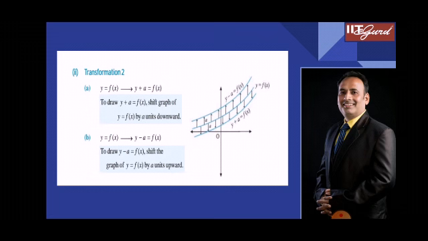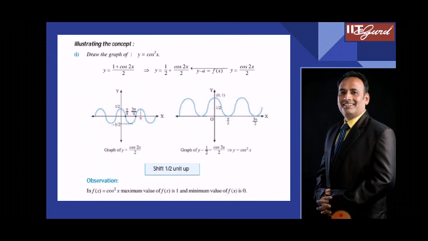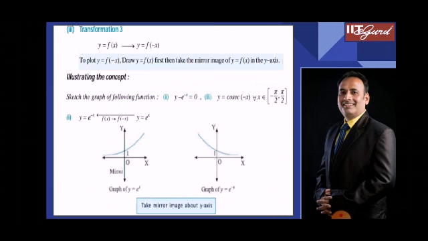That is transformation 2. The graph is shifting along the y-axis. And the third transformation we have already discussed is y is equal to f of minus x. It means the domain is negated, and the graph is just a mirror image with respect to the y-axis, as here y is equal to f of minus x.